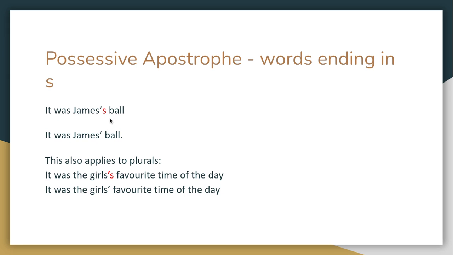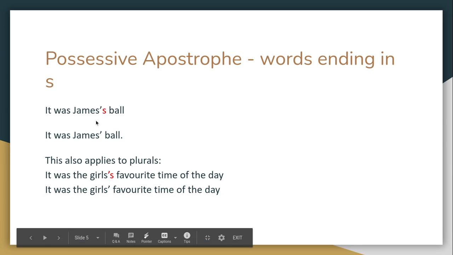Well done if you remembered from learning this previously that when the word, the person, in this case James, ends with an S, we don't put apostrophe S, we just put an apostrophe. So we pronounce this, it was James's ball. We don't need apostrophe S. We just put an apostrophe, and that's all. It's just one of those little exceptions to the rule in the English language that we have to learn.